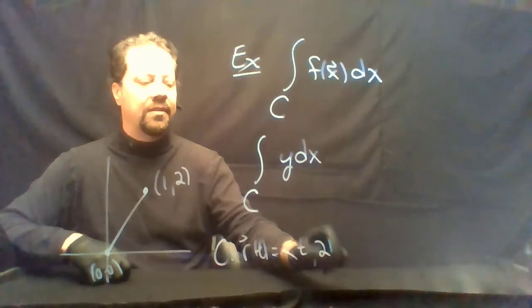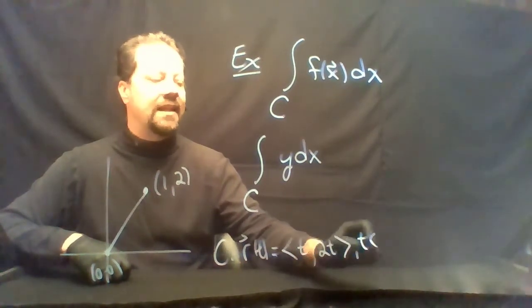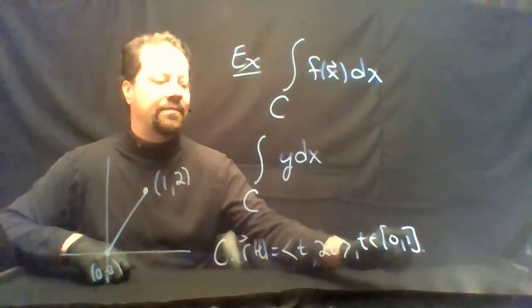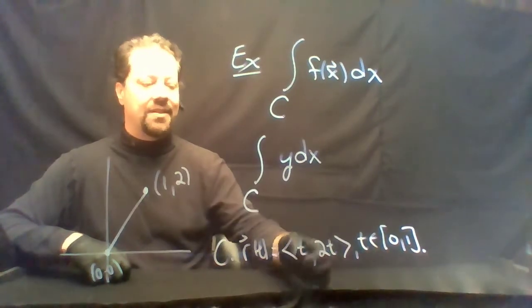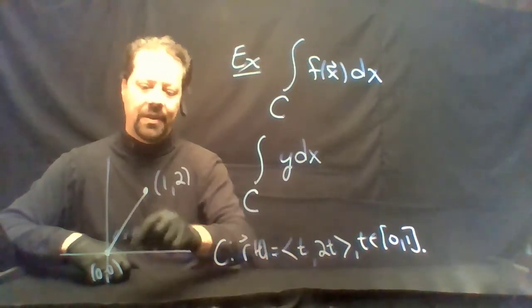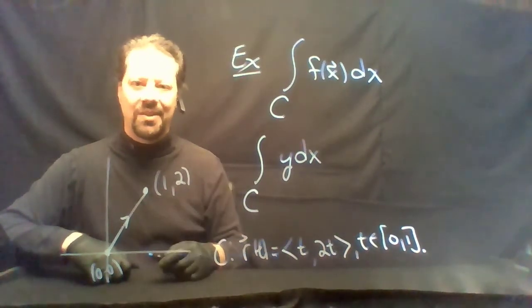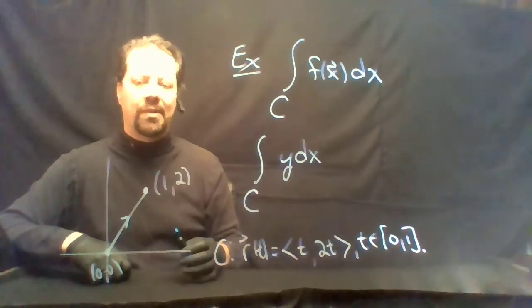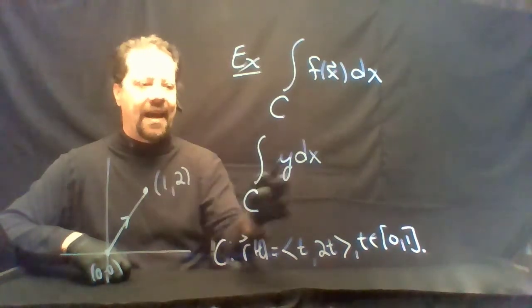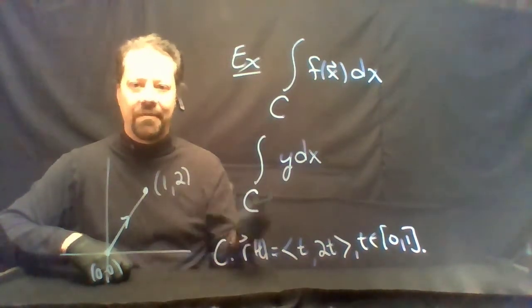t, 2t, where t takes values between 0 and 1. That way when t is 0, you're at 0, 0, the origin. And when t is 1, you're at the point 1, 2. We'll also parameterize this in the other way after we do this to see if the results compare.